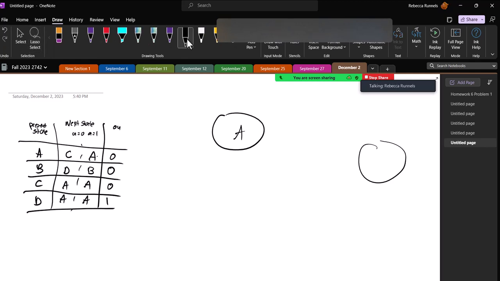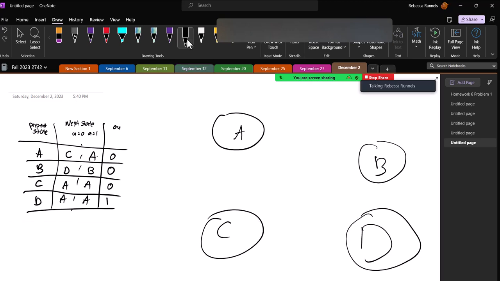So my states are A, B, C, and D. Now, you'll notice this was a Moore machine, so the output depends only on the state. So I can just write that right on the state. I like to put that it's G, but you can also just put the 0 if you wanted to. If this was a Mealy machine, you'd have to put the output on the transition arrow.